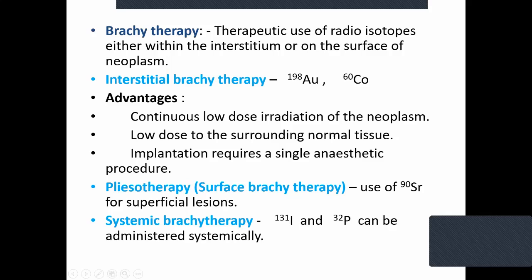Then surface brachytherapy: the source of radiation is used in contact with the surface of the neoplasm. Here we use strontium for superficial lesions. Then systemic brachytherapy. For systemic brachytherapy, we use iodine 131 and phosphorus 32, and it is administered systemically, and it will attach to the target organ or the tumor site, and gradually it starts radiating, and it will help in damaging the tumor tissue.